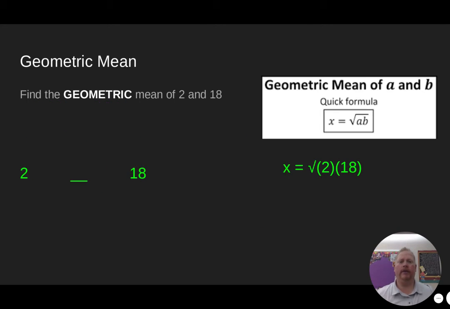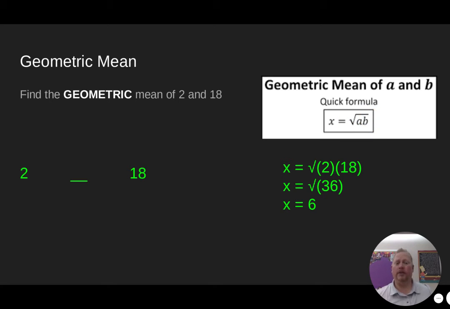So an easier way of doing this, rather than set up that big proportion the whole time, is a very quick formula. If I have two numbers, a and b, to find the geometric mean, I just multiply them together and then take the square root. So rather than set up that whole proportion, I could just say 2 times 18, take the square root of it. 2 times 18 is 36. Square root of that is 6. So anytime it says find the geometric mean between two numbers, that's what I would do: multiply them together and take the square root.